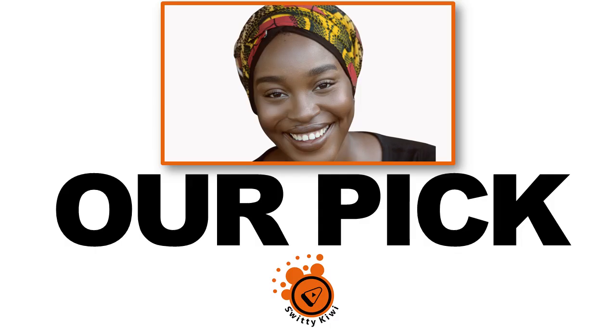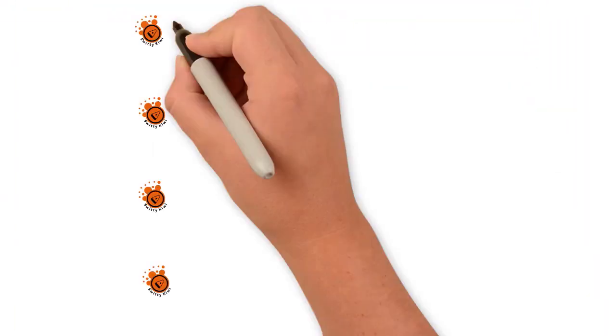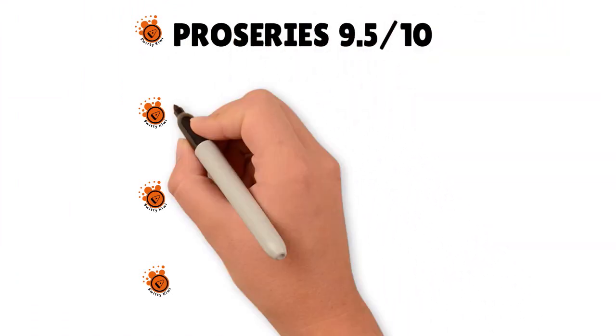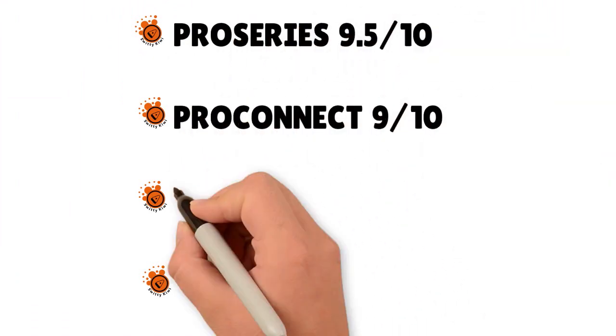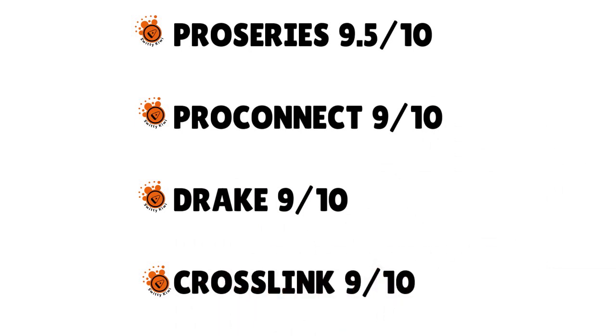So folks, after analyzing those 4 players, our pick is ProSeries. We have given ProSeries 9.5 over 10, the ProConnect tool 9 over 10, Drake 9 over 10, and CrossLink also 9 over 10. So those players are about similar. At the end of the day, it's all about your niche. It's all about your resources. It's all about what kind of software provider you want to do business with.